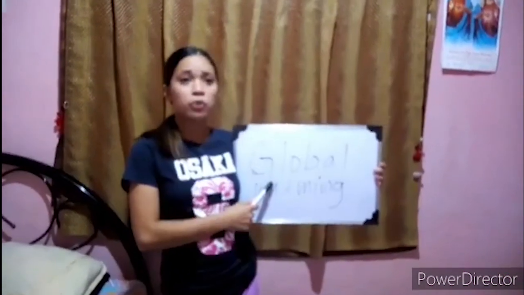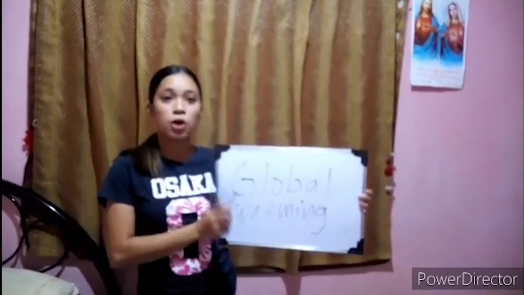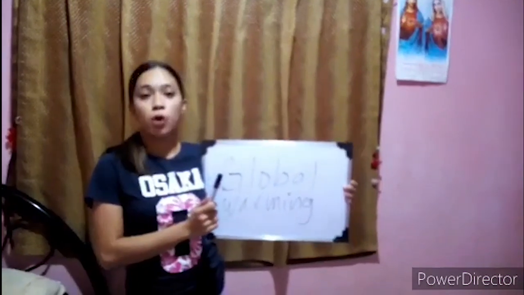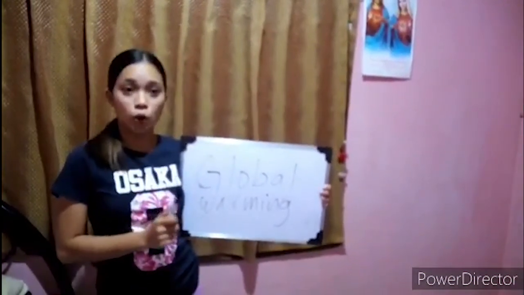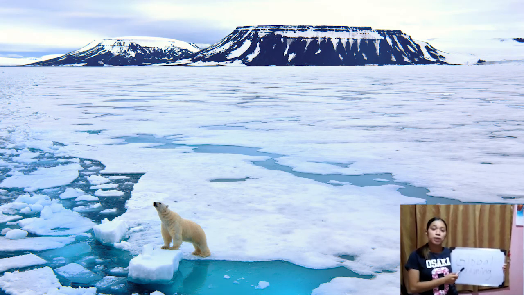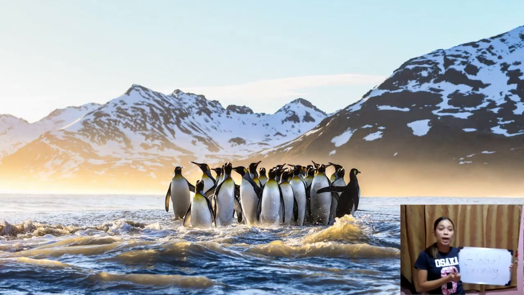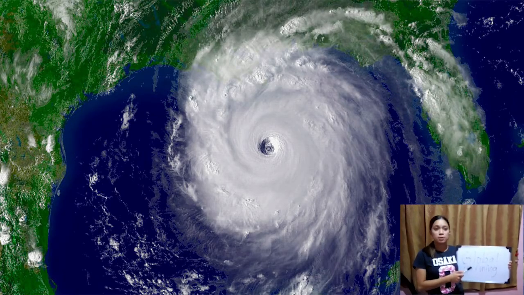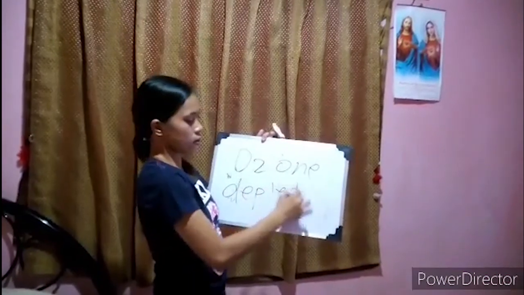So, let's talk about the greenhouse gases. Ito naman yung water vapor, methane, ozone, nitrous oxide, and chlorofluorocarbons. So now, let's talk about the effects of global warming. Ito yung mga epekto ng ating global warming. Ito yung ice melting, rise in sea levels, wildlife effects, human health, and lastly, increase in hurricanes. So now, let's talk about ozone depletion.